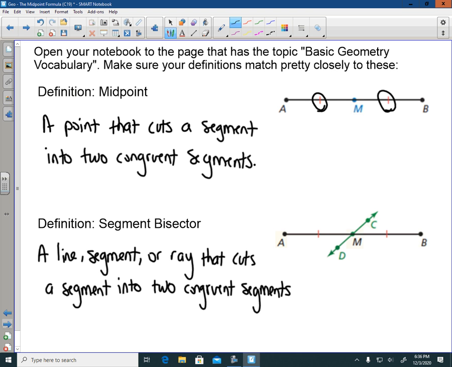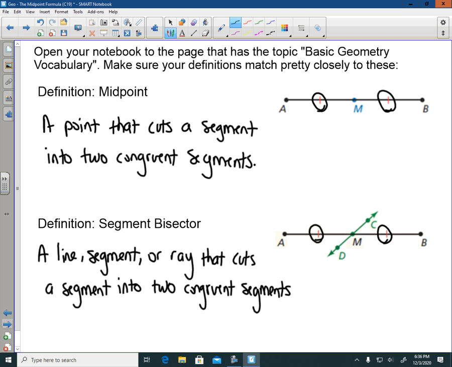And when we're looking at this picture, we can see that the line CD bisects segment AB. How do I know that? Well, it's because it cuts it into two congruent segments. How do I know that? Well, it's marked that way, so I can trust that it is. That segment bisector goes right through the midpoint M, and that's another way you can tell that it's a segment bisector. It's an object that passes through the midpoint. So a little bit of vocabulary to recall moving forward.